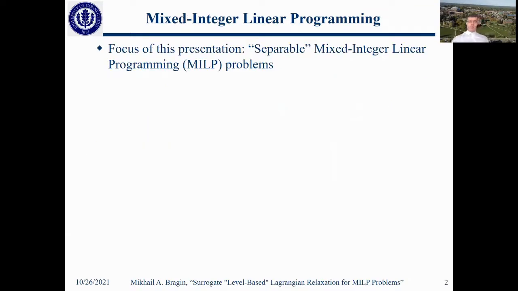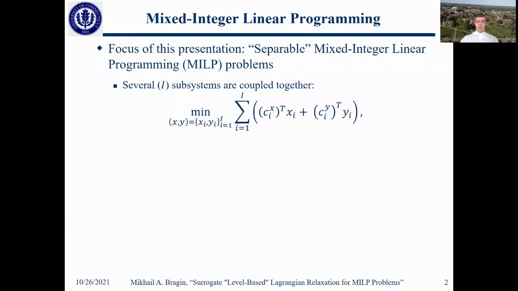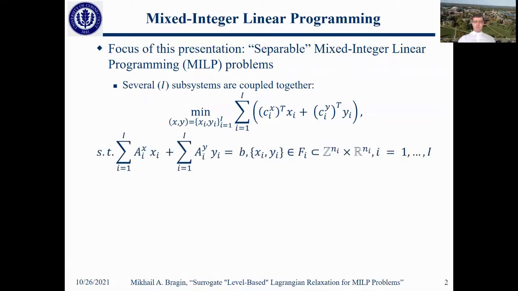In today's talk, I will focus on separable mixed integer linear programming problems. Such problems are viewed as I subsystems which are coupled together. Accordingly, the objective function is to minimize the summation of individual subsystems objective functions. The minimization is subject to coupling constraints which couple individual subsystems.